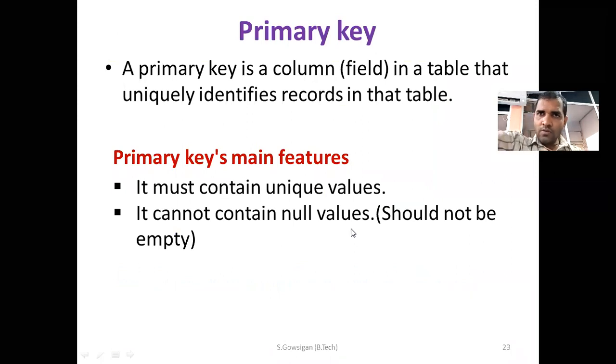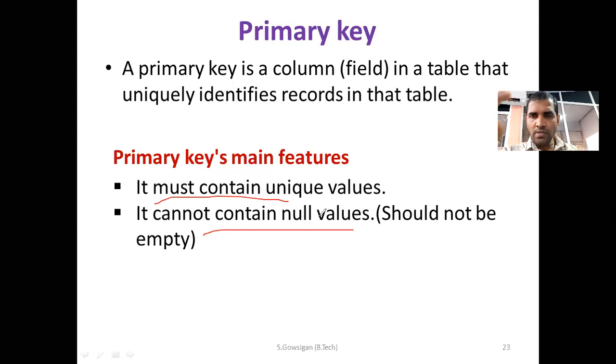So if you are trying to select a primary key, make sure that it has data. If it has empty cells, it cannot be selected as a primary key. It must have data, right? So these two requirements are very important before you select a primary key. The fields which satisfy these two eligibilities can become a primary key.